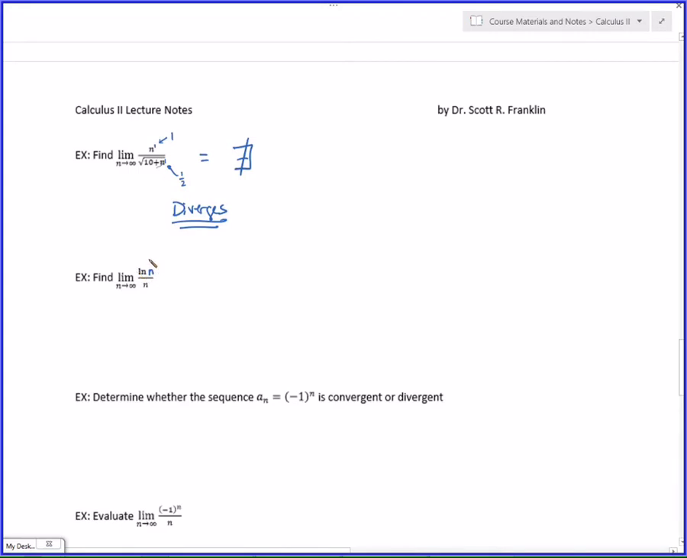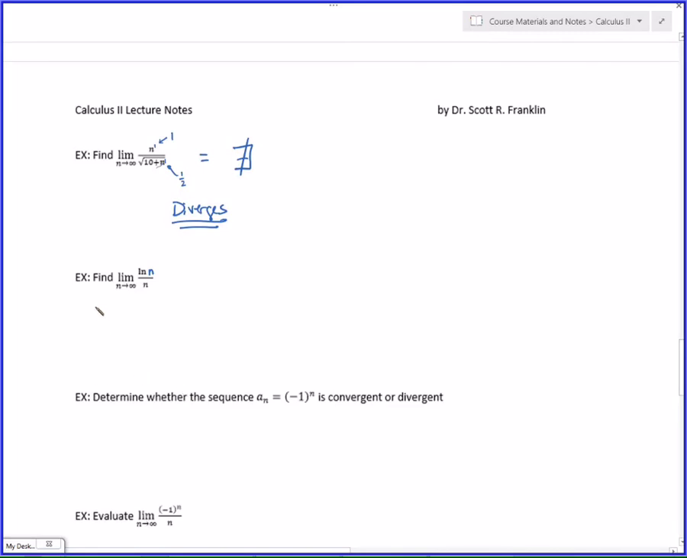Log of n, plugging in bigger and bigger numbers, gets larger forever. This actually goes to infinity. What about the bottom? It also goes to infinity. So what do you think when you hear infinity over infinity? L'Hopital's rule. Okay, but L'Hopital's rule only applies to functions, not sequences. But we have a theorem. Theorem says if I can prove that it works for the function, then it will work for the sequence.